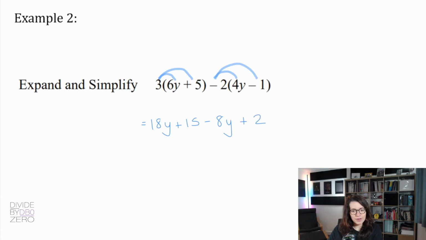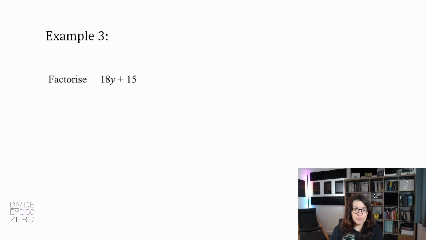Then we need to simplify this by collecting our like terms. So 18y minus 8y gives us 10y. 15 plus 2 gives us 17. Finished.